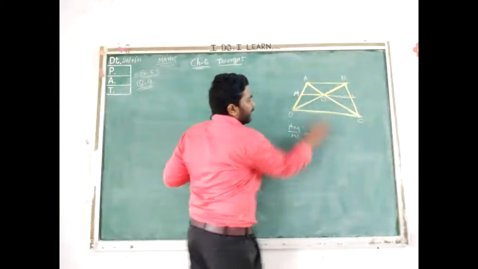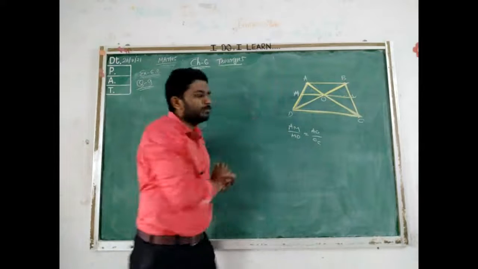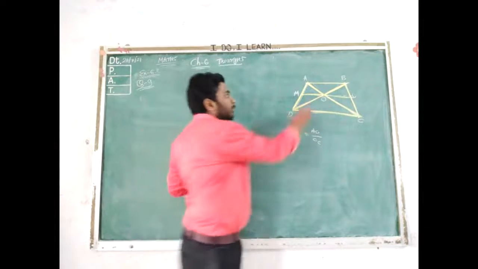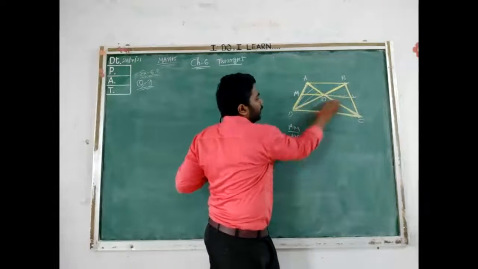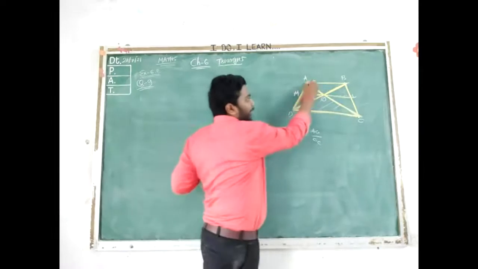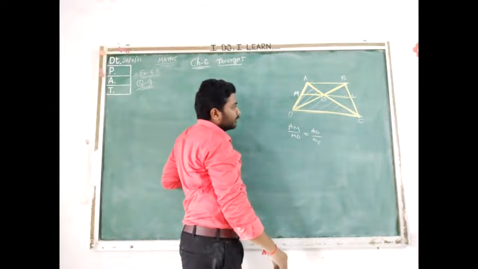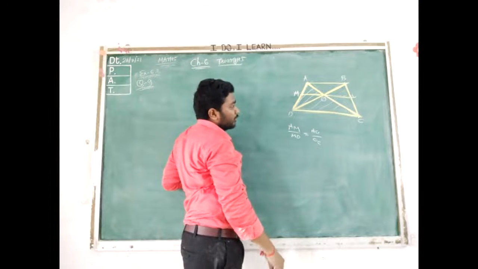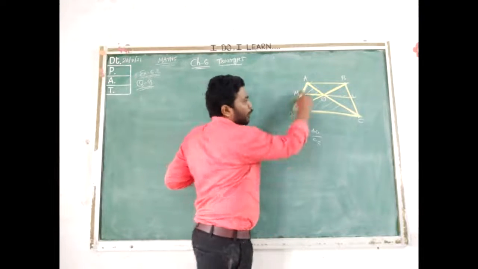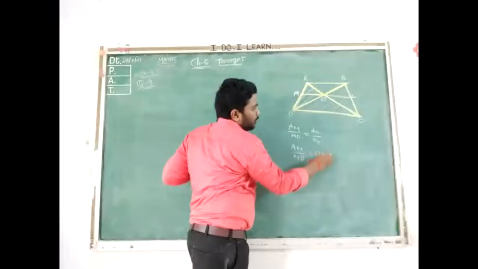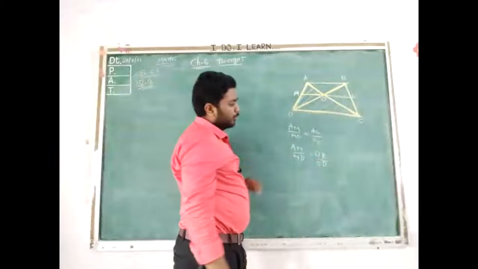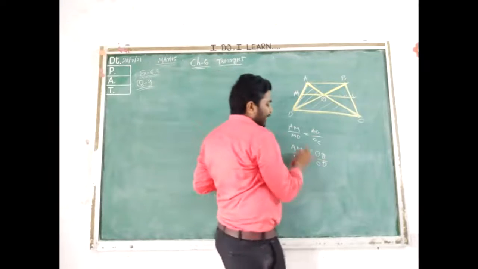AM upon MD is equal to AO upon OC, meaning you had taken this triangle. Then triangle ABD. Yes, very good, we have to take this triangle ABD. Then MO and AB are parallel, so AM divided by MD is equal to OB upon OD. You wrote it directly.